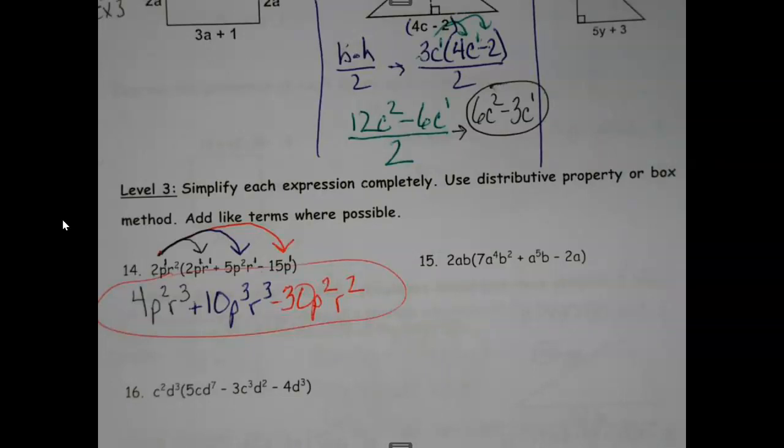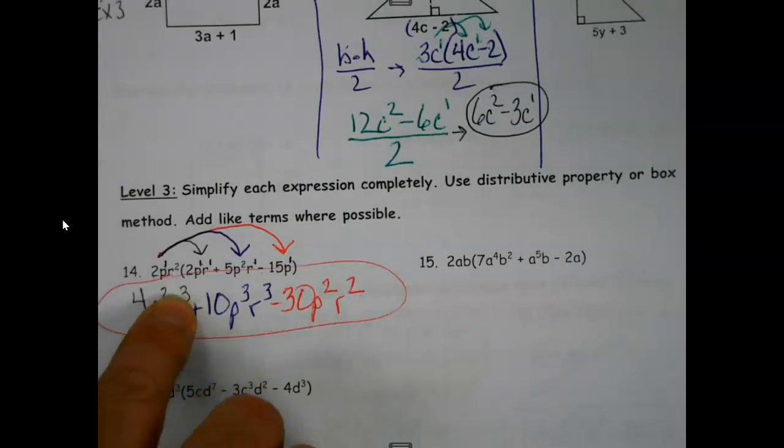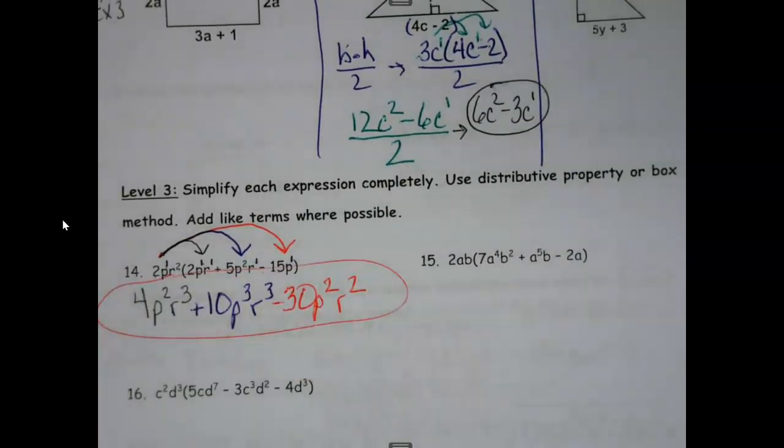For me to be able to put all those variables together, they'd all have to be 2 and 2 and 2, or 3 and 3 and 3. If that had been a 3, I could have put these together. Or if that would have been a 2, I could have put those two together. We've got to be identical. So most of the time, that's just going to be some distributing.